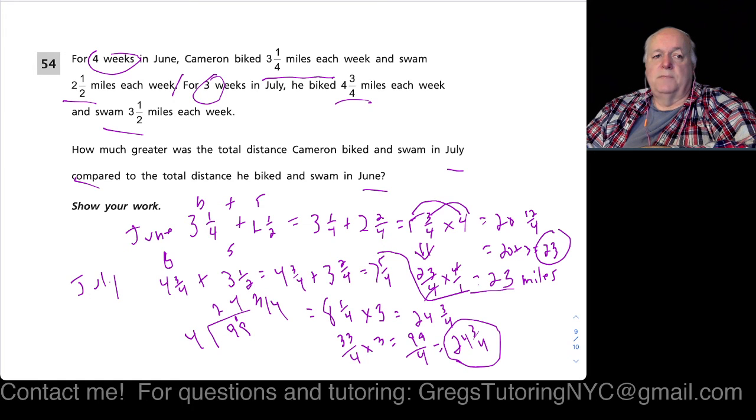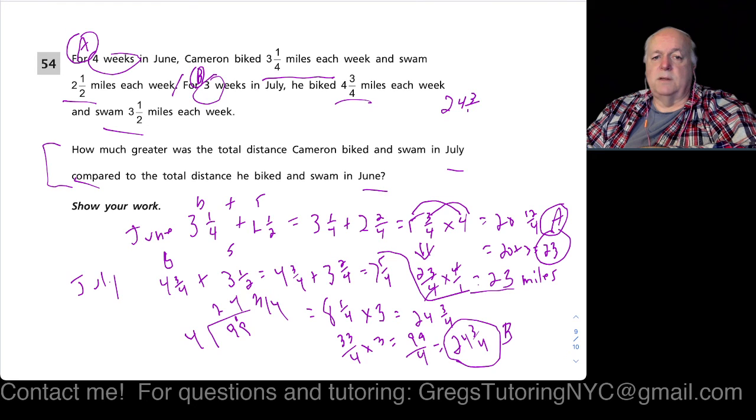For 4 weeks, and if we make this sentence A, if you will, for 4 weeks he biked the 3 3/4 and swam whatever. That's this. This is A right there. Okay, and then for 3 weeks he did that. If we make this B, this is our B here. If you notice, this still is here. How much greater was the distance he biked in July compared to what he did in June? Well, it's going to be the 24 3/4 minus the 23, which is 1 3/4.